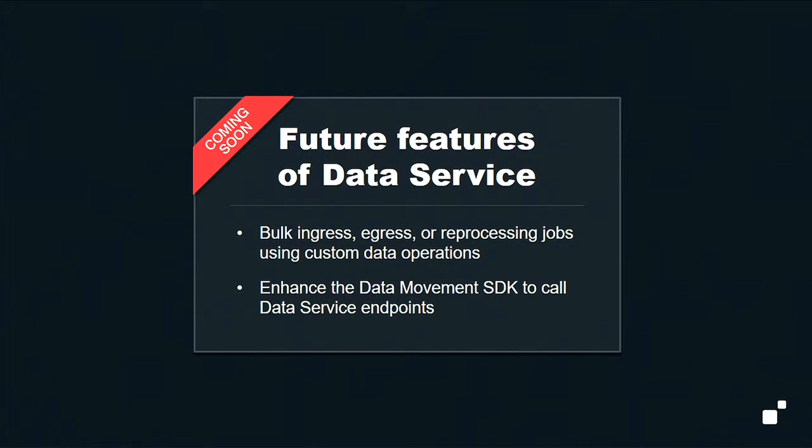Or if you need to reprocess 1 million documents. Again, that should be possible to do with a data service. So we're enhancing the Data Movement SDK, which currently can drive standard REST endpoints over large quantities of documents. So the Data Movement SDK is able to call data services for those three scenarios: ingest, egress, and reprocessing jobs.